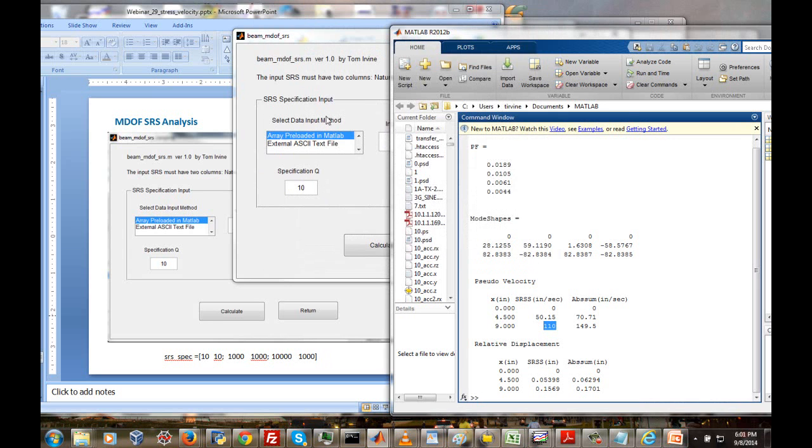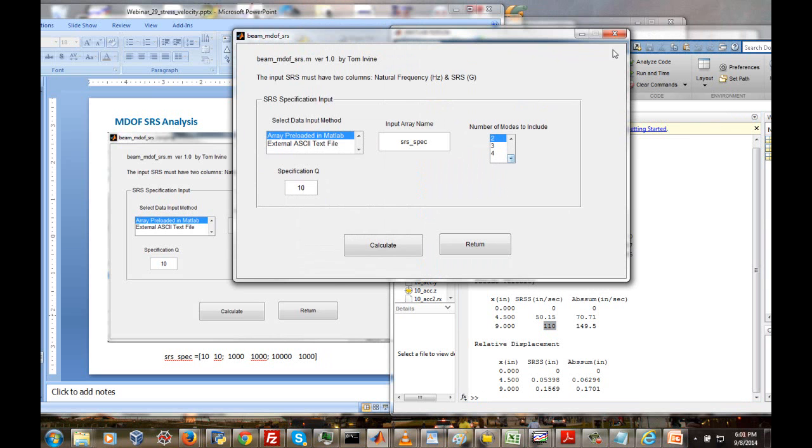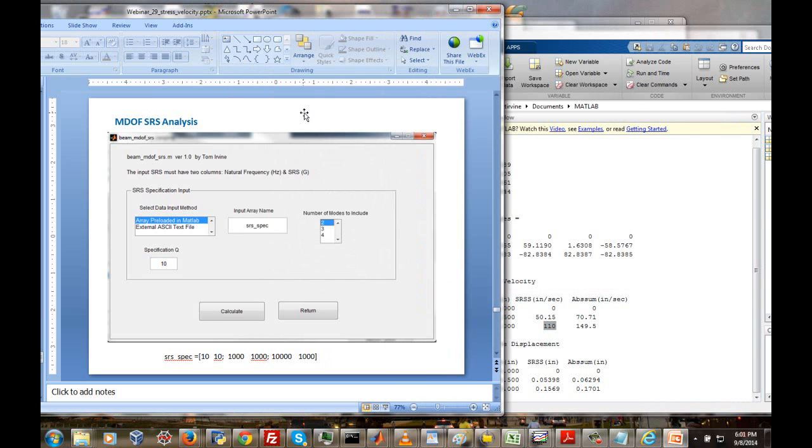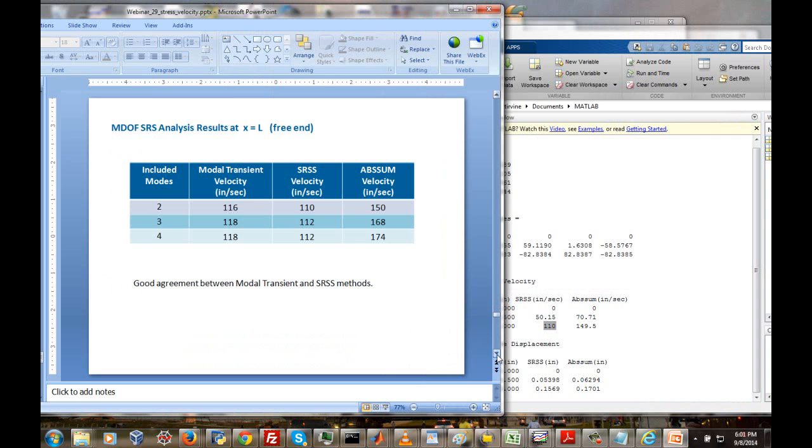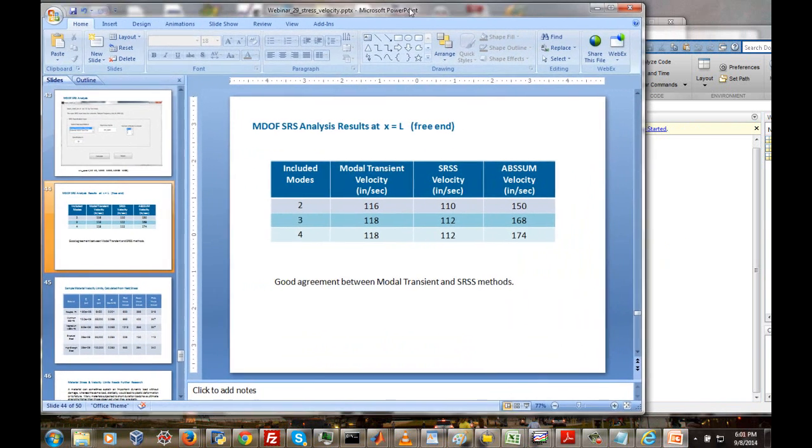So rather than going through all the steps of showing you how to do all the different mode cases, you can figure out how to do that on your own. It's just a couple of mouse clicks. Let's go to a summary here.